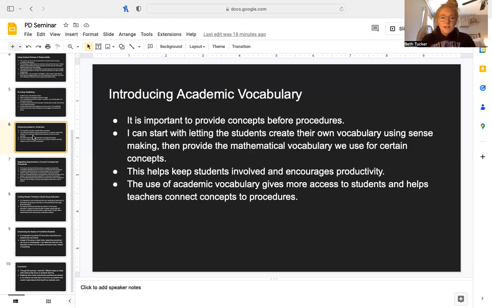The next practice is introducing academic vocabulary. So it's important to provide concepts before procedures. I can start with letting the students create their own vocabulary using sense making and the vocabulary they already know, and then provide the mathematical vocabulary we use for certain concepts. So this helps keep students involved and encourages productivity. The use of academic vocabulary gives more access to students and helps teachers connect concepts to procedures.